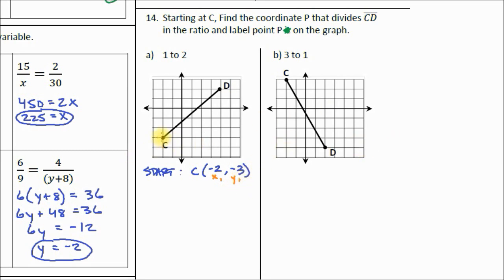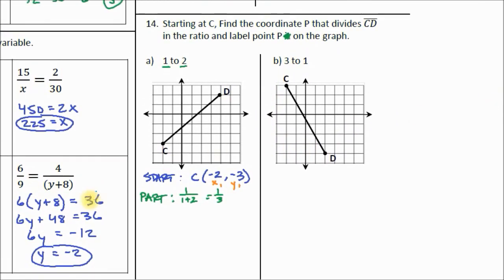We're going to be moving our way across this line segment until we have a 1 to 2 ratio. Okay, the next thing we're going to figure out is the part, and that is what part of the line do we want to move through. And the part is found by taking the first number in the ratio, 1, and dividing it by both numbers in the ratio, 1 plus 2. So our part of the line we're going to move is 1/3. That means if we can move 1/3 of the way from C to D, we'll have found our point P.